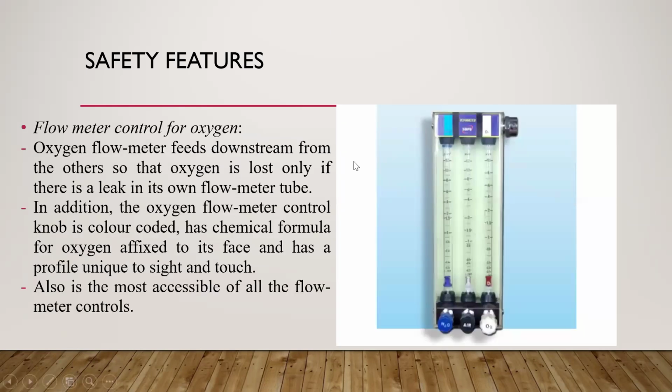Flow meter control for oxygen has a corrugated knob, like somebody mentioned, and oxygen is usually the last to be added. The reason is that if there's any break in the system, oxygen is not affected. Even in the dark the flow meter bank is usually lighted, so even if there's power failure, the flow meter bank will be lighted. And the oxygen knob is usually the most accessible.